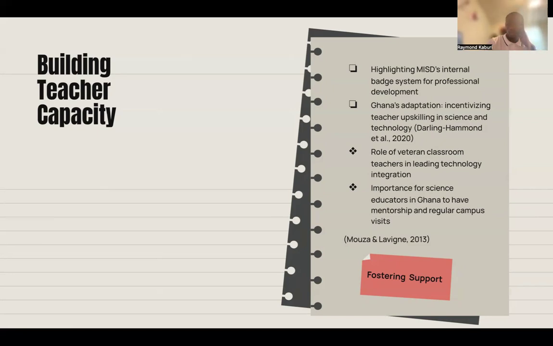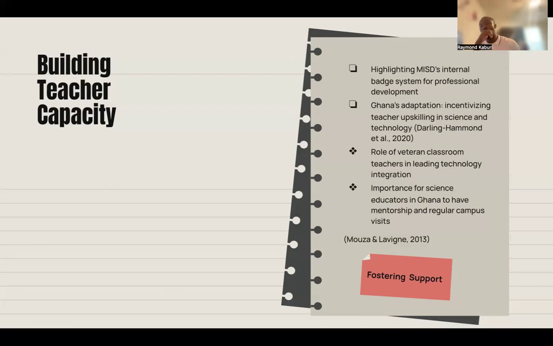It also helps in fostering support for our teachers who are in the field, because they are going to be leaders in a technological field, and these leaders will help to integrate teachers who have little or less knowledge in the technological field. And at the end, it gives us good teaching and learning.